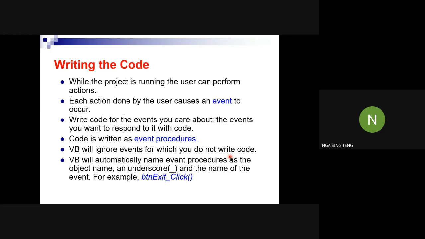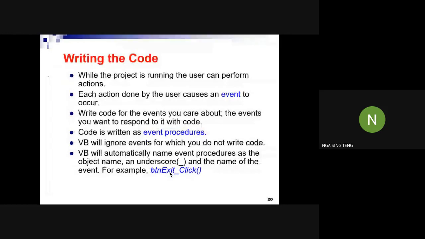Knowledge, when you clear it, without any extra code, it won't do anything as well. So no worry. It will only make your code view look like a lot of code, but there's nothing there. VB will automatically name the event procedure: the object name, underscore, and the name of the event. For example here, click. So I just go back to the previous slide here.